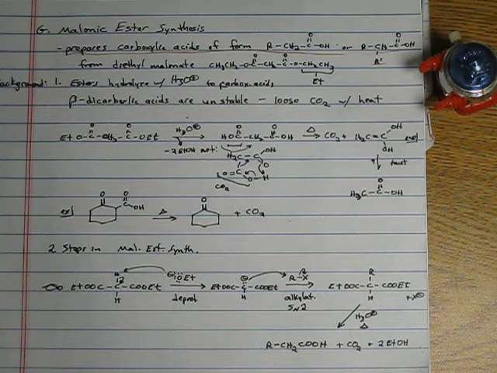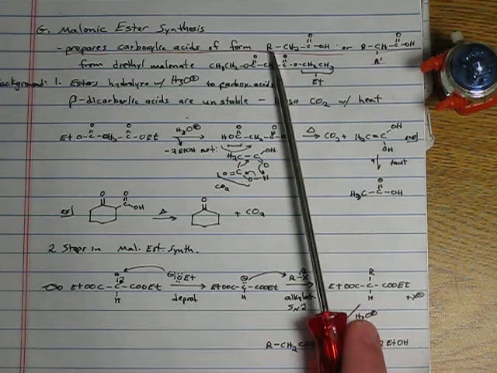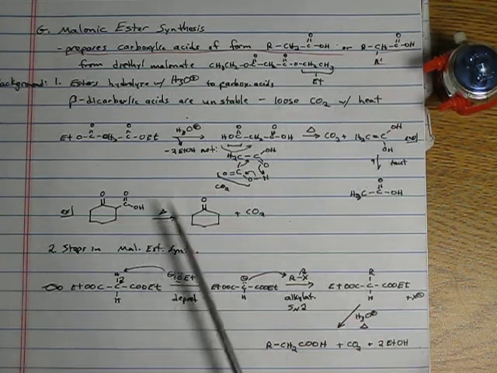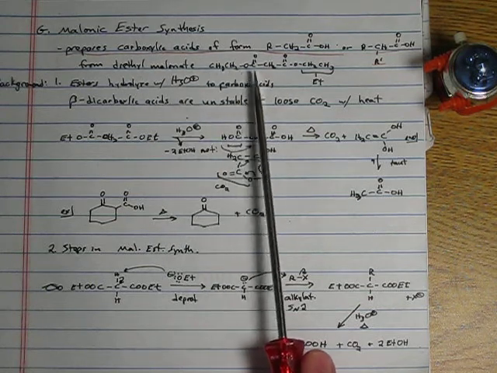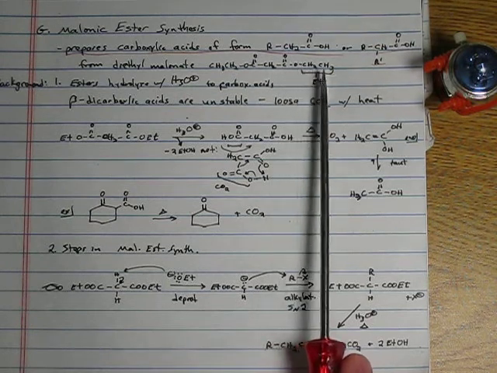Okay, let's continue now with a pretty useful reaction, the Malonic Ester synthesis. With this synthesis, we're going to prepare a carboxylic acid with a CH2 and an R group, or maybe two R groups, on that CH right there, starting with diethyl malonate, CH3CH2O, C double bond O, CH2, C double bond O, O, CH2, CH3.